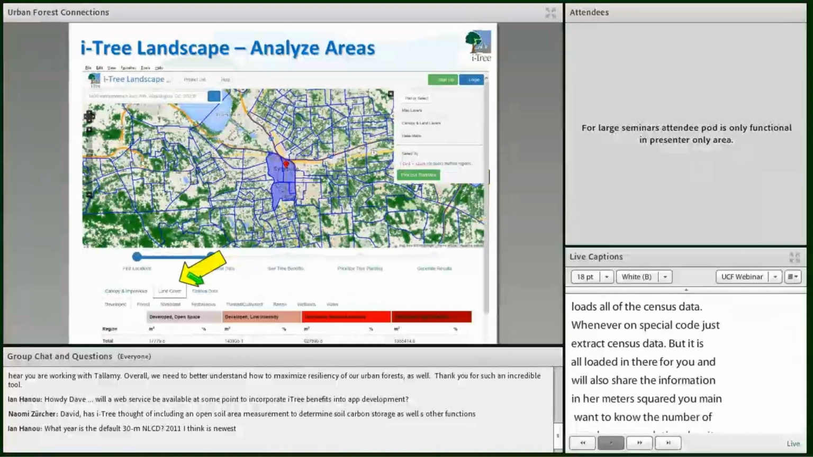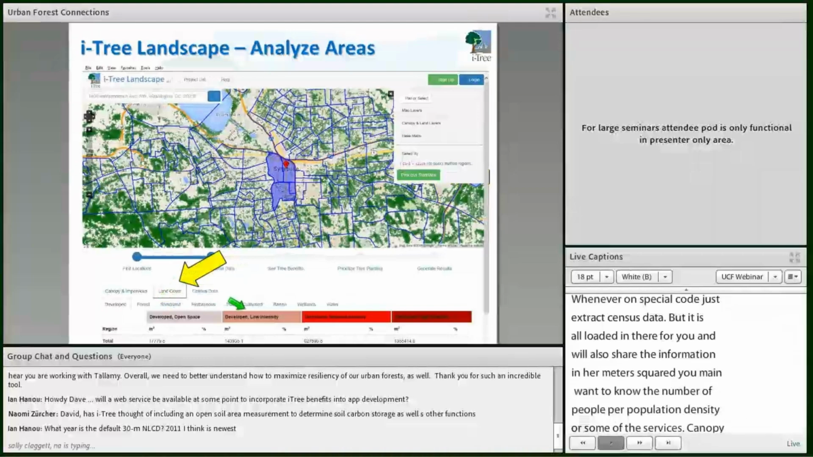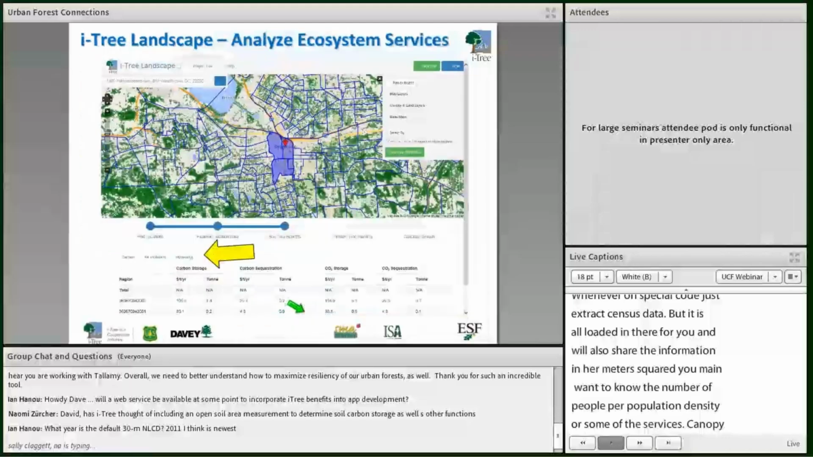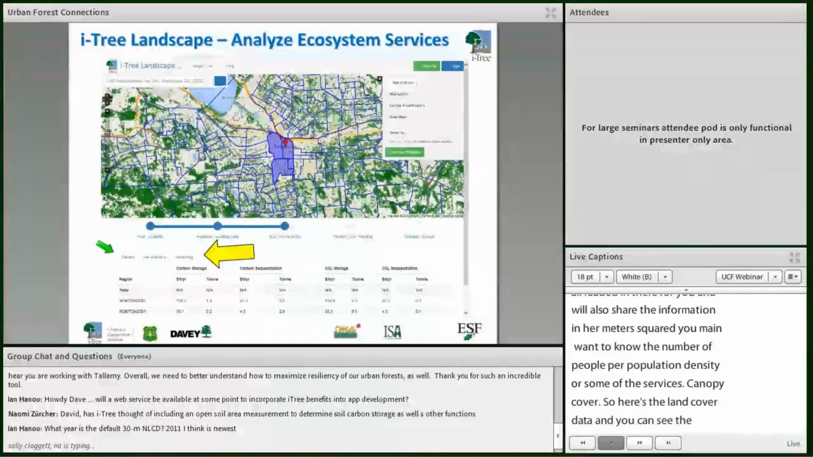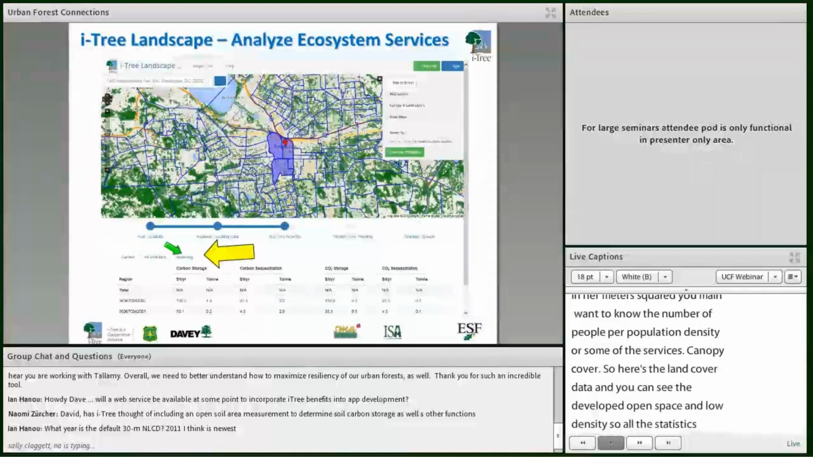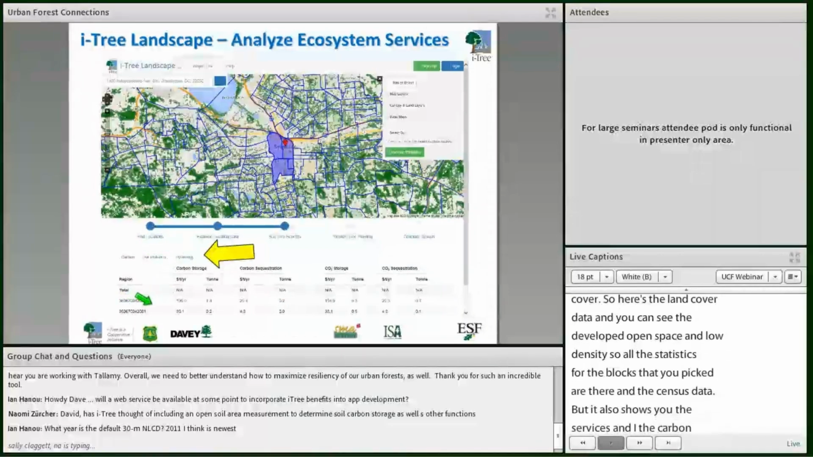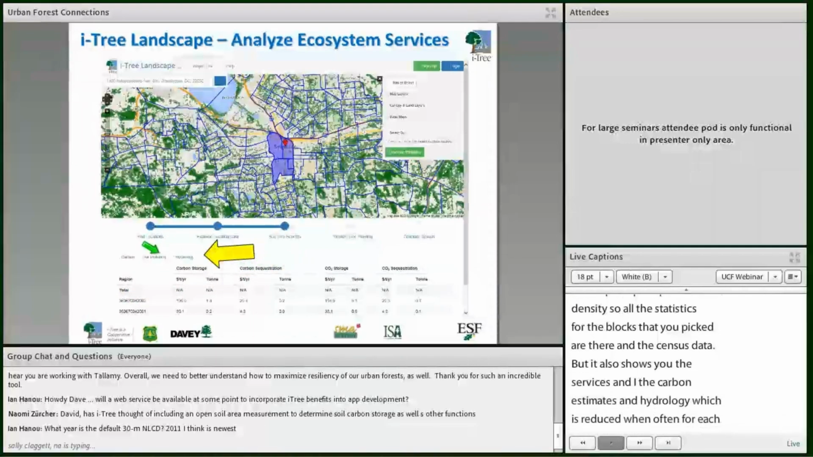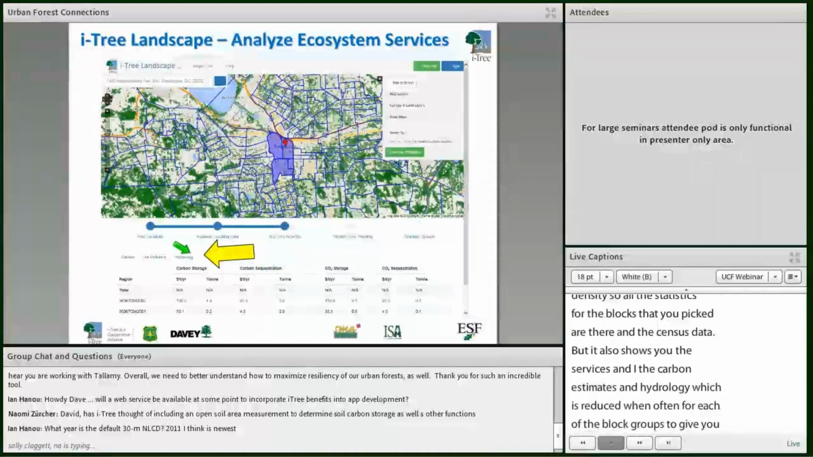And so here's the land cover data. You can see developed open space, developed low density. So all the statistics for those blocks that you picked are there, and the census data, but it also shows you the services. It'll give you carbon estimates, air pollution, and hydrology, which is reduced runoff. And it's for each of the block groups. It'll give you the total carbon, total sequestration, the values. Same with pollution. I'm not going to show you all these in hydrology.